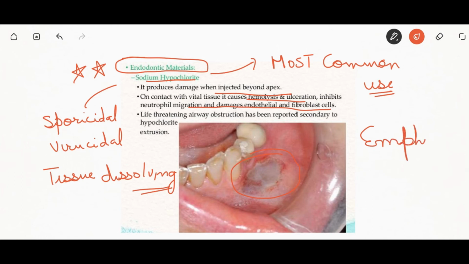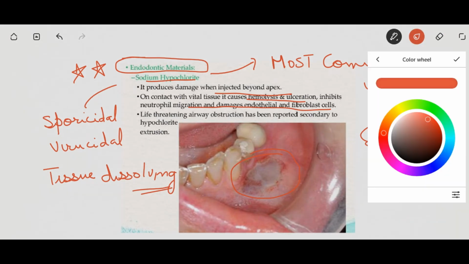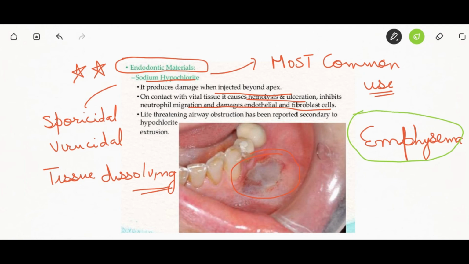On contact with vital tissue, sodium hypochlorite will cause hemolysis, ulceration, facial nerve weakness and necrosis. It damages the endothelial cells and fibroblasts. Inadvertent injection of sodium hypochlorite solution into the periapical tissue would lead to emphysema due to oxygen liberation into the tissues.